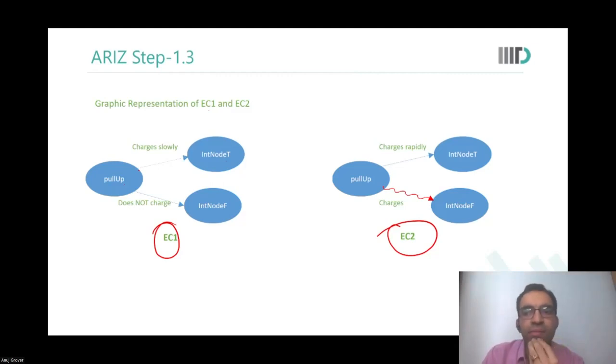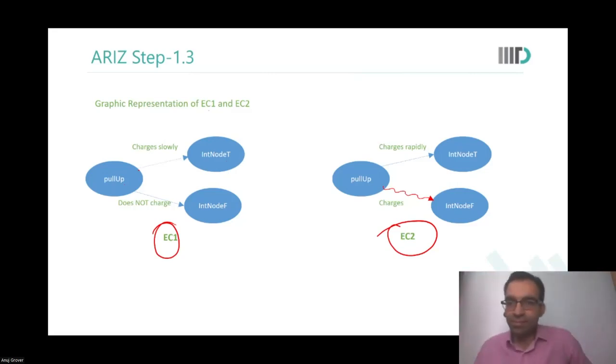Any other ideas? Anyone? Sir, I think it depends on what type of solution we would try to approach. If we go with EC2 as well, then we can perform trimming to eliminate that harmful function. So what would you trim? Int node F is the target and the pull-up is the tool. You can't trim product and tool, both of them you can't trim. Yes, sir. I think that's the reason for EC1.